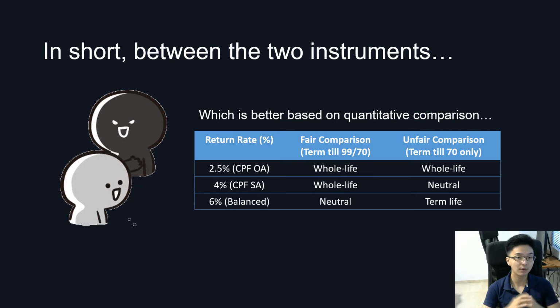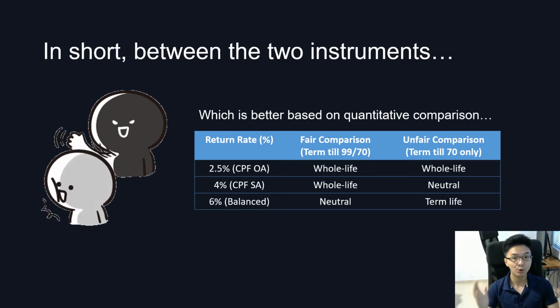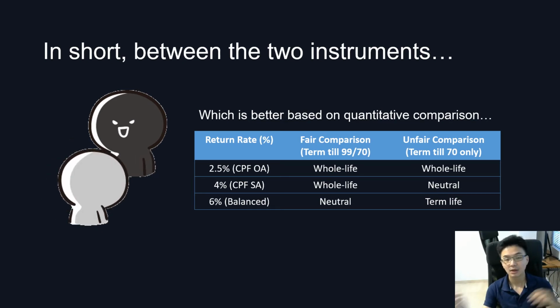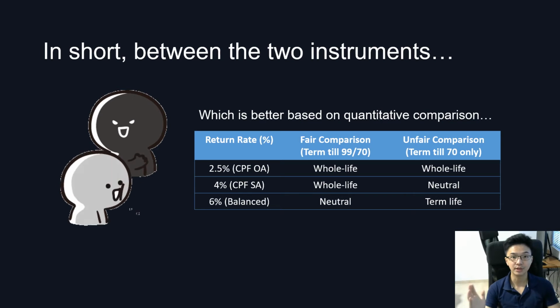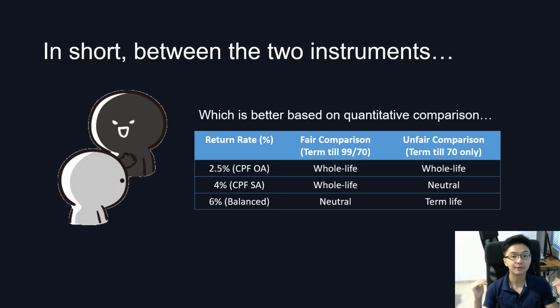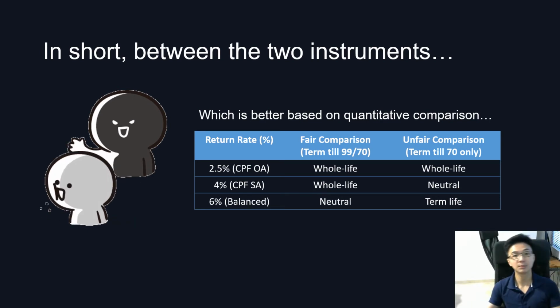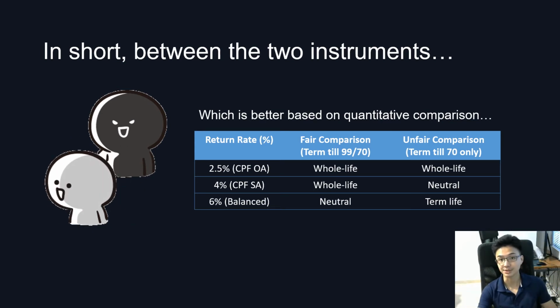If you are looking at a 4% return rate, the use of a whole life plan is better for the fair comparison and neutral for an unfair comparison. If you are looking at a 6% return rate, it is neutral for the fair comparison, and obviously term life will be better for an unfair comparison.